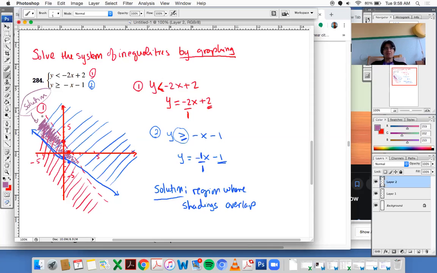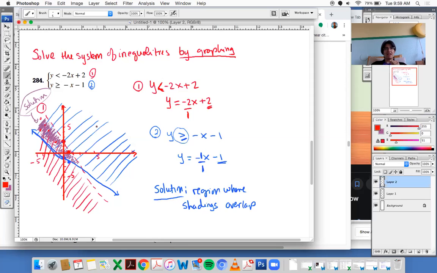All right, so what the solution means is basically that any coordinate point that you pick in this region and you plug it into these two inequalities is going to work out. They're both going to work out. So if I pick a coordinate point sort of anywhere in here, those have x and y values. They will make both of these inequalities true at the same time.